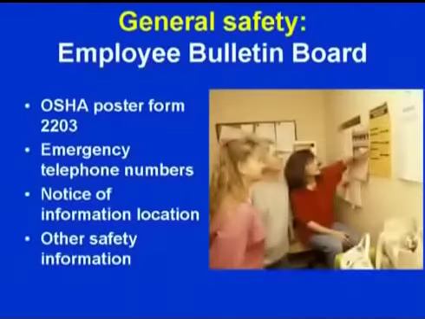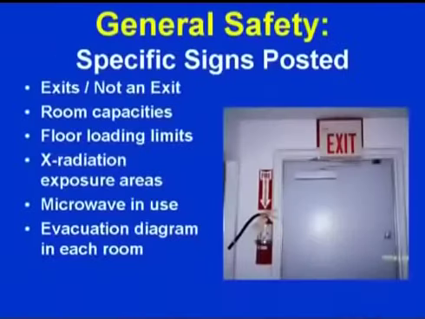On the employee bulletin board, which is a special set part of it, remember that that orange poster that you see the employees looking at is a Form 2203. Every dental office must display this form, and it describes employees' rights under OSHA. Other things that can be on that board are listed there, such as emergency phone numbers, notice of information location, such as where are the MSD sheets, and so on. Also, specific signs being posted.